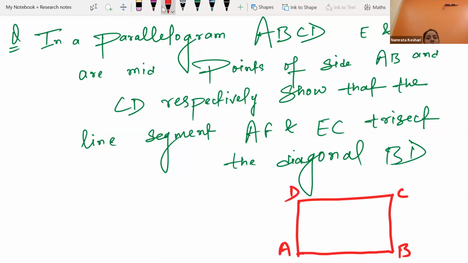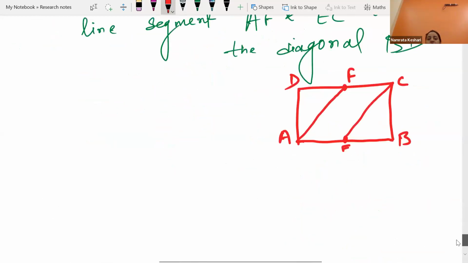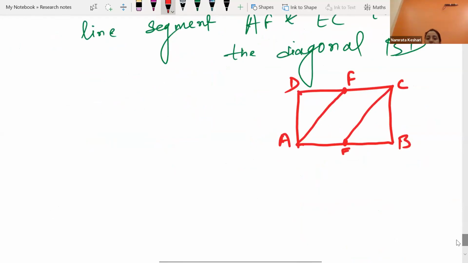In a parallelogram ABCD, E and F are the midpoints of sides AB and CD respectively. So E is the midpoint of side AB, and F is the midpoint of side CD, so that the line segments AF and EC trisect the diagonal BD. We have to show that these two line segments are trisecting the line BD.